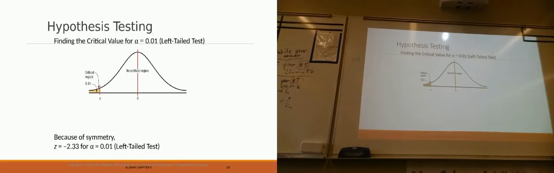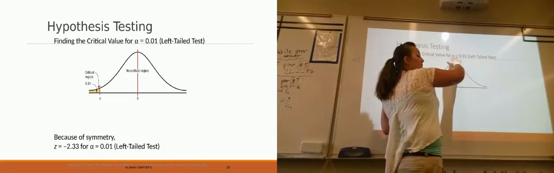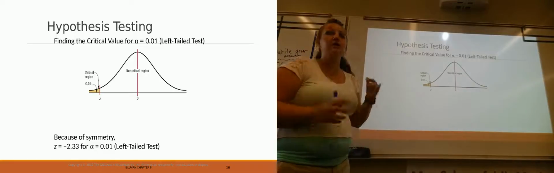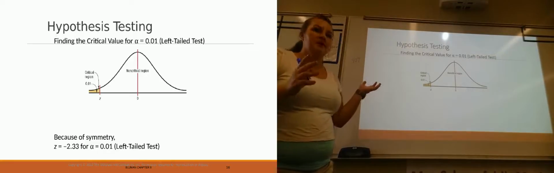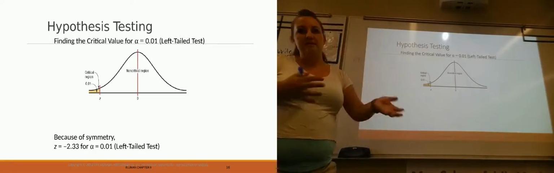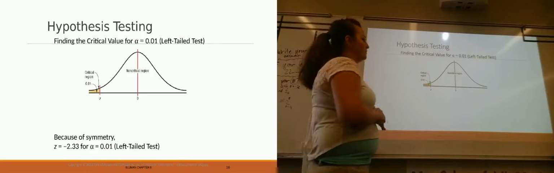Finding the critical values for a left-tailed test. Remember, the only thing that's going to tell you whether you're using right or left-tailed, most of the time it's not going to tell you, hey, use the right tail, use the left tail. It's just going to say less than or greater than somewhere in there. It might not even use less than or greater than, it might use higher, lower, tons of different words.